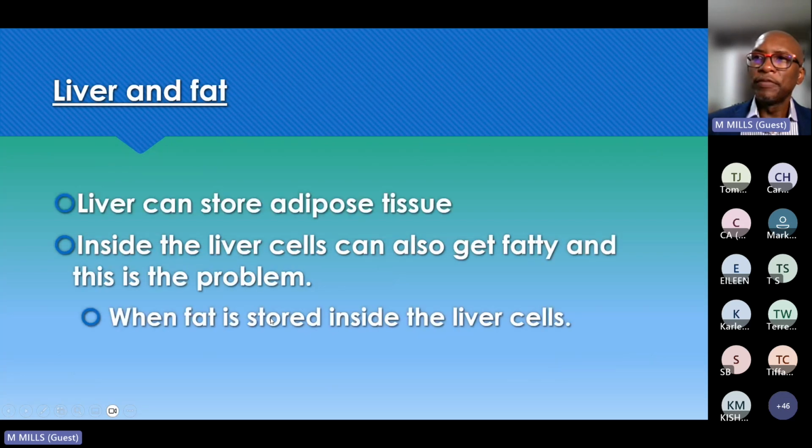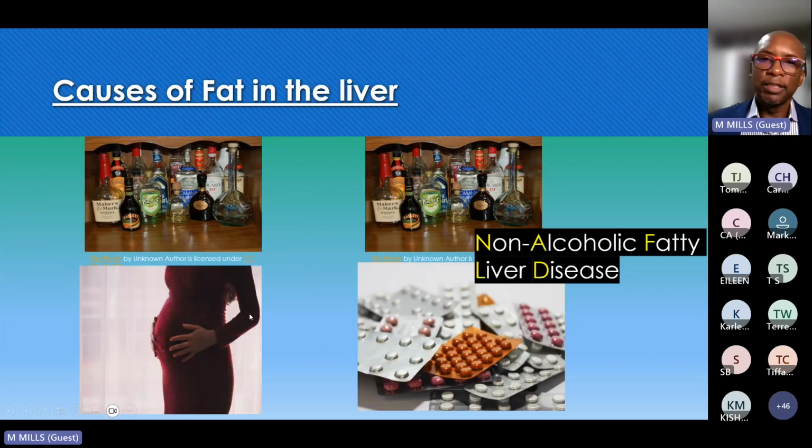So the liver can store adipose tissue, this fat which accumulates inside the liver cells, and the liver can also get fatty, and this is where the problem lies. When fat is stored inside the liver cell, that's a problem, and we refer to it as fatty liver. There are different causes of fat in the liver.